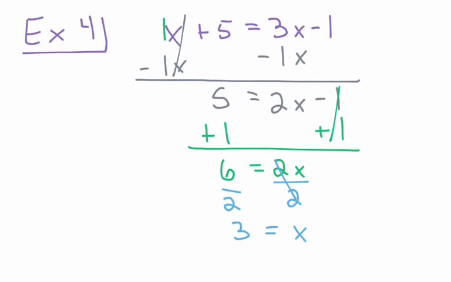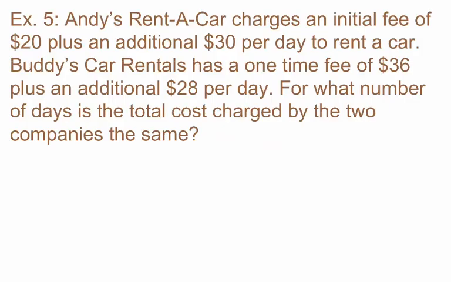Alright, now I know we're getting a little long in the video, but there's still one more example that I want to go through. It's a word problem where we'll have to actually write our own equation from the word problem that we're given. Finally, for example 5, we have Andy's Rent-A-Car. It's just a name of a car rental company.